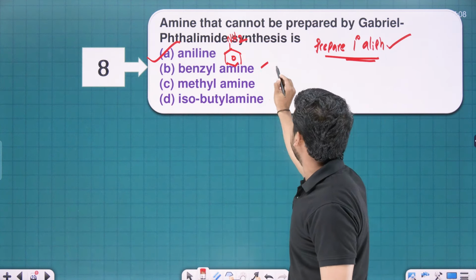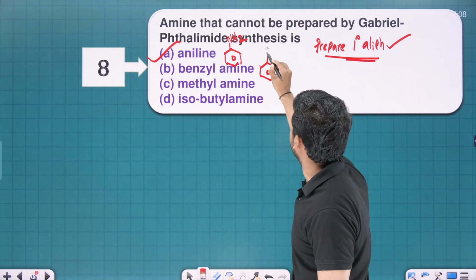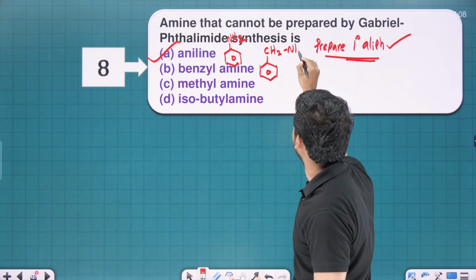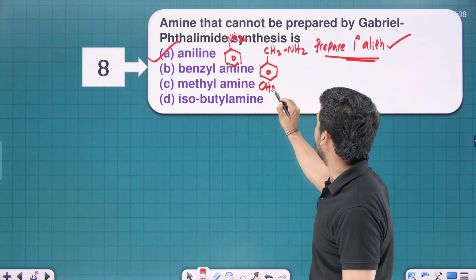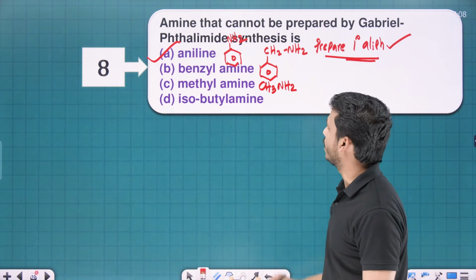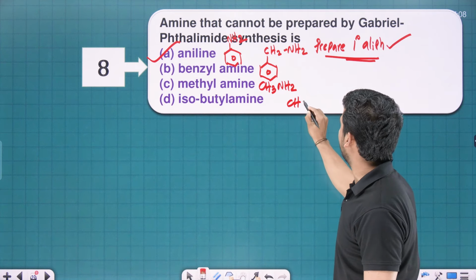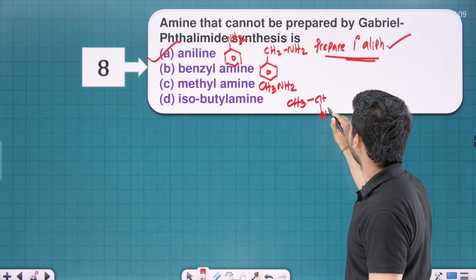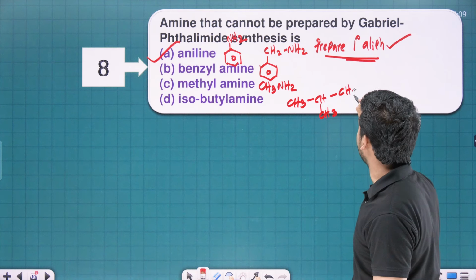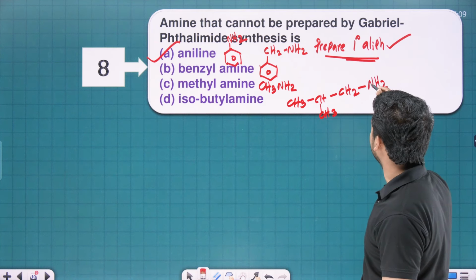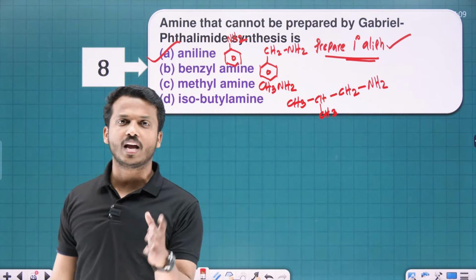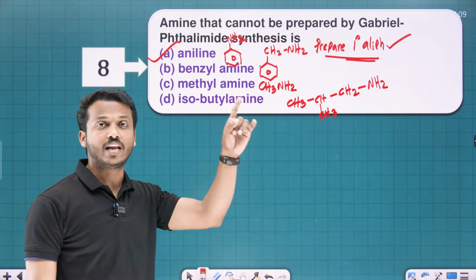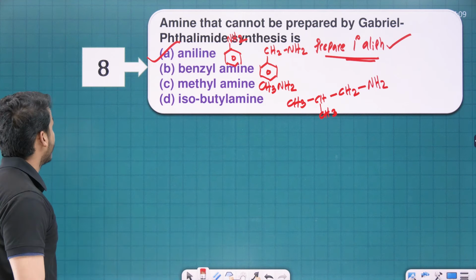What is benzyl amine? Benzyl amine means benzene with CH2NH2. It's aliphatic, right? NH2 connected to an alkane chain. What is methyl amine? CH3NH2, aliphatic, primary. What is isobutyl amine? It is also primary. Aliphatic amines we can prepare through Gabriel. Aromatic amine cannot. So aniline cannot be prepared through Gabriel.